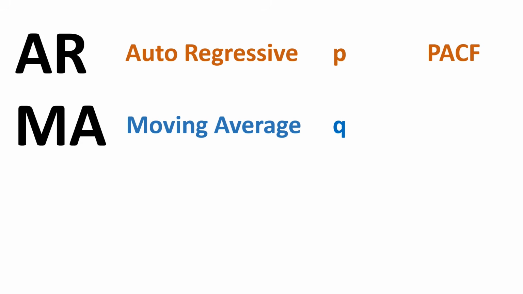Next comes the autoregressive model. To find the AR value, we check the PACF. PACF is nothing but the partial autocorrelation function. Then comes MA, moving average, which is indicated by Q, and to find that we use the ACF. Now I will not go into the mathematics of how to find this mathematically. To keep it simple and specific, I'll try to find it in Python itself.